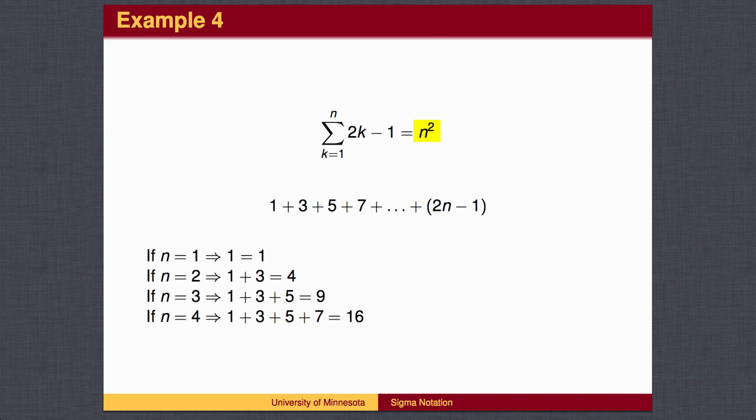You may have noticed that the answer is always n squared. In general, it may be hard to find a pattern, and even harder to prove that the pattern is correct.